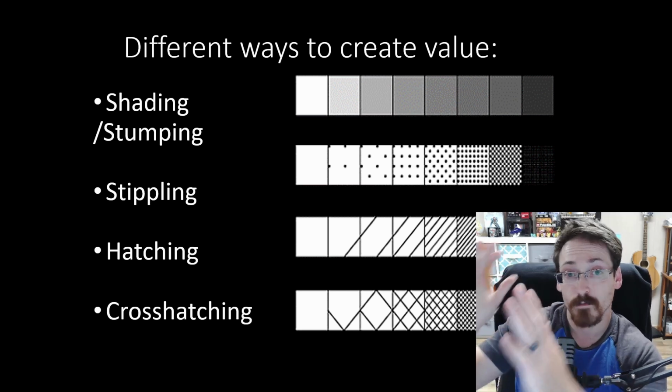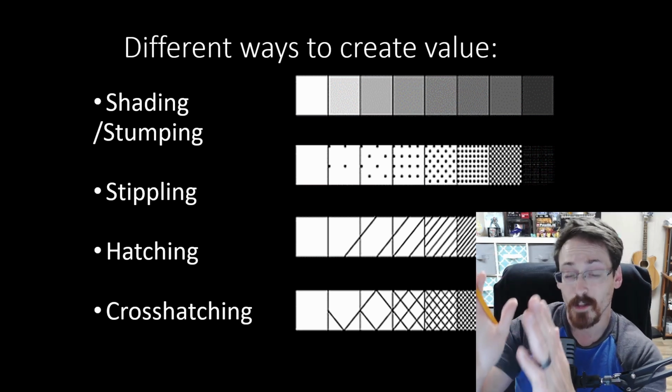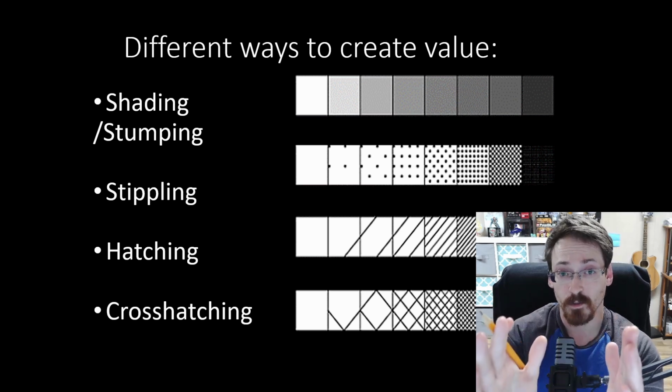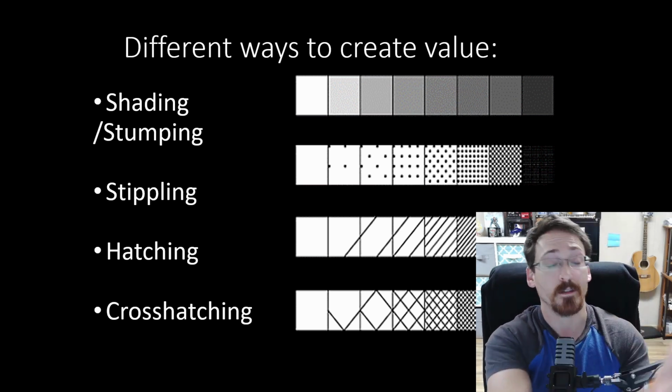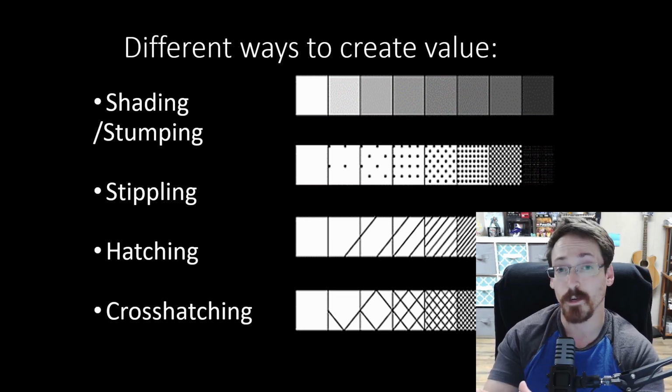So it gets from darker, where all the lines are really close together, then the lines are spaced further apart and spaced further apart, and it gets lighter and lighter and lighter until the very last square, where it's just a blank white square.